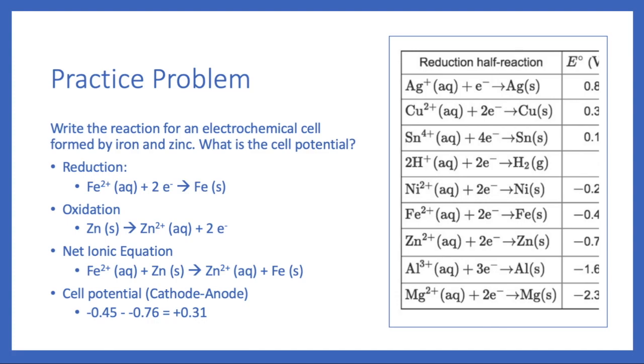Our cell potential is just the cathode minus the anode, from our table of standard reduction potentials. So we've got minus 0.45 for our iron and minus 0.76 for our zinc. So we do cathode minus the anode. Notice this is almost always the case that you have a minus a negative, so it becomes a positive, right? And then we end up with plus 0.31. Because we have that positive cell potential, we know that that reaction would occur spontaneously.